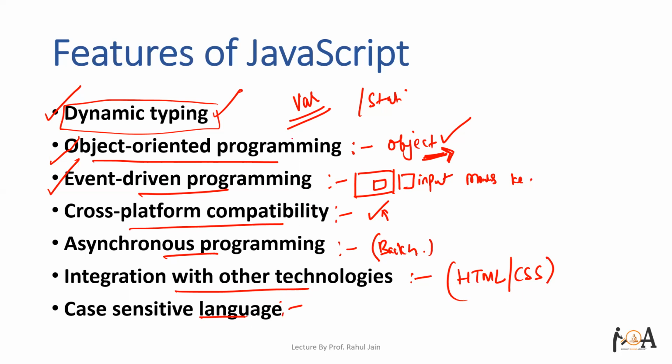Okay. So let me revise it. Features: dynamic typing, object-oriented programming, event-driven, cross-platform compatibility, asynchronous programming, integration with other technologies, and case-sensitive language.